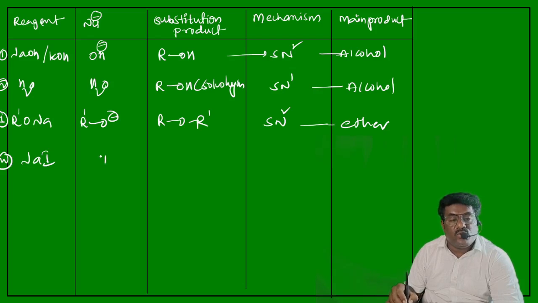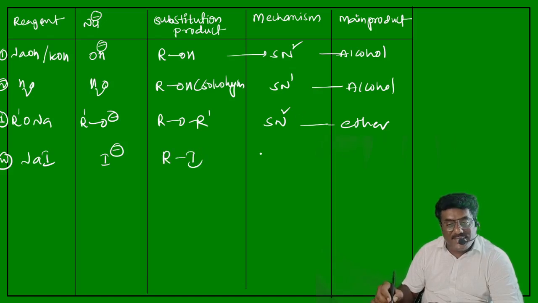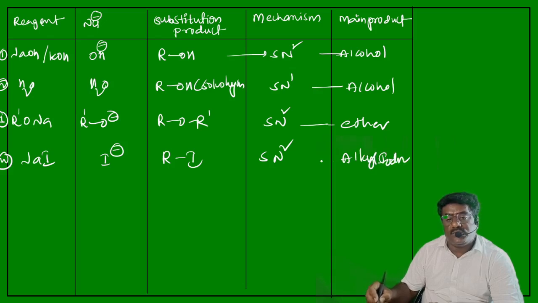Sodium iodide obviously gives I minus. It gives alkyl iodide. What is the reaction mechanism? It is SN2. It gives alkyl iodides. I will look at the next one.